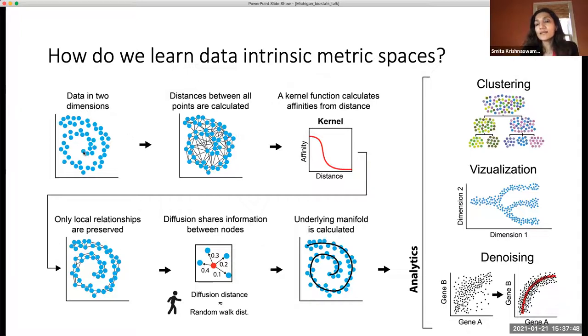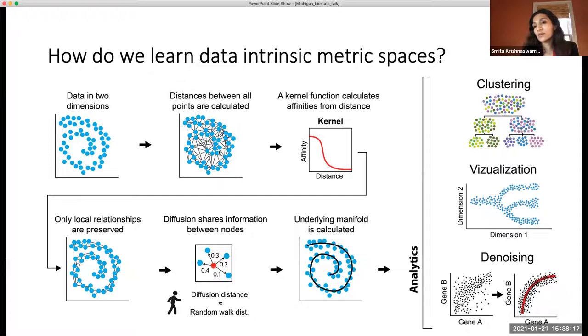So the idea is you first render your data into a graph. You could have high dimensional data. In this example, the data is in two dimensions, and you can create a graph out of the data by weighting the edges between pairs of data points by the distance, using some kind of distance that you like. Usually the distance is quite simple, like Euclidean distance.